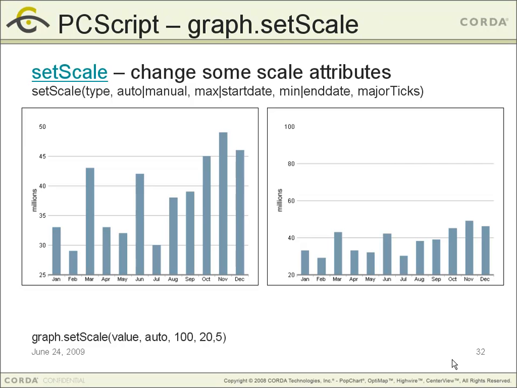So if you had, for example, put in a value here of 93 for an auto, then it would probably still go to 100 on the top. Whereas if you had put in a value of 93 and manual for the scale calculation, or the way that you wanted the scale calculated, then that top value would be 93. So that allows you to change your scale dynamically, independent or override what Corda will calculate internally.